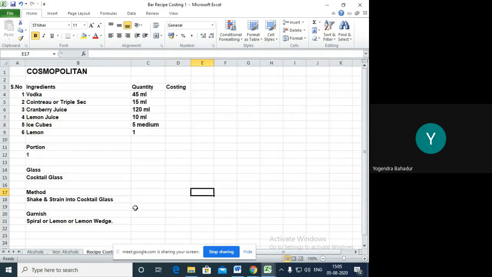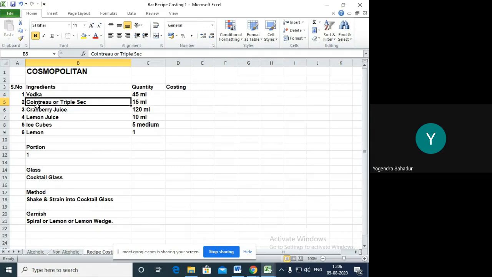Now moving to the recipe costing part of the Cosmopolitan cocktail, here you will see the vodka, and the amount of vodka is 45 ml. Next is the Cointreau or triple sec, and here the amount is 15 ml. What is Cointreau or triple sec? You will have to use either Cointreau or triple sec. Both are considered liquors, and they have the flavor of orange, and in terms of color they are both transparent.